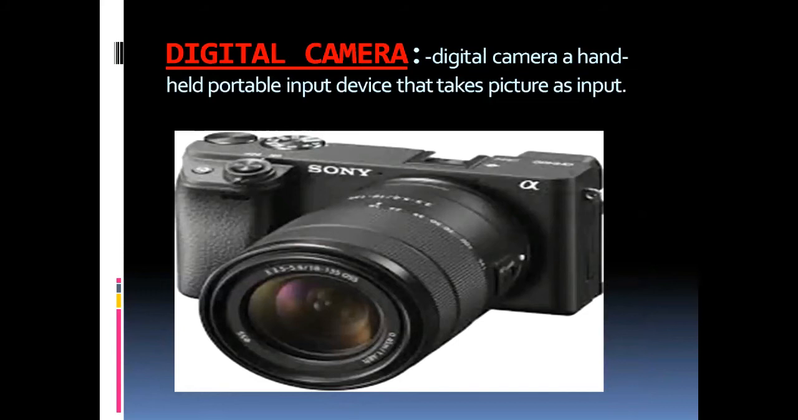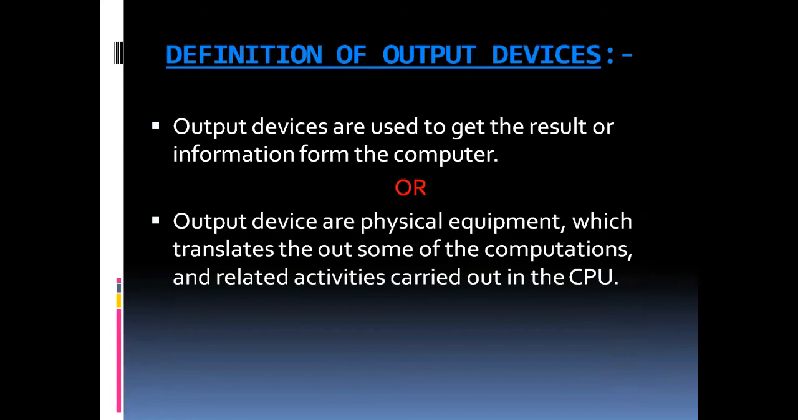Take picture as an input. Next is output devices. What are output devices? Output devices are used to get the result or information from the computer.